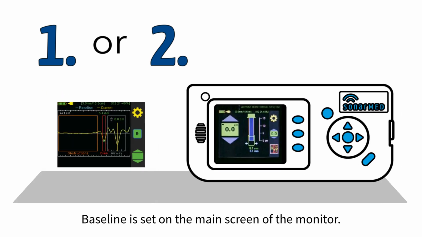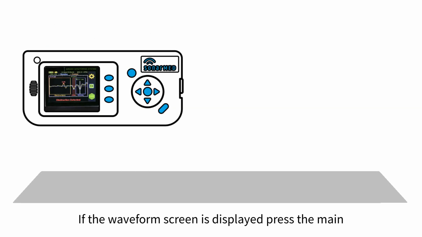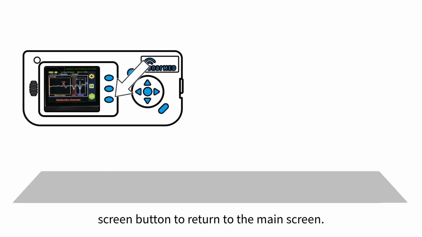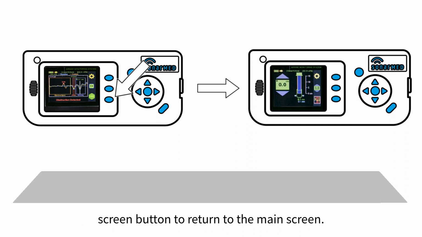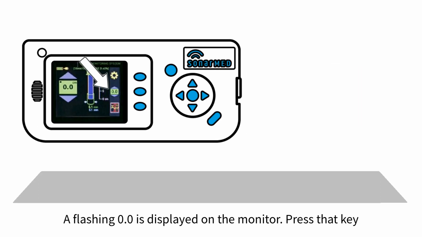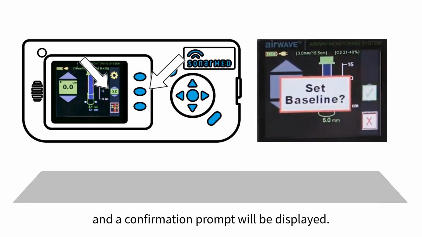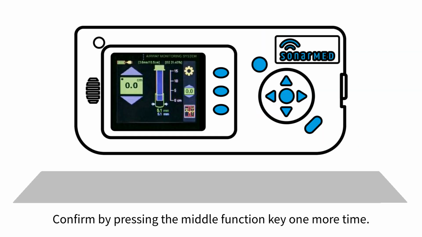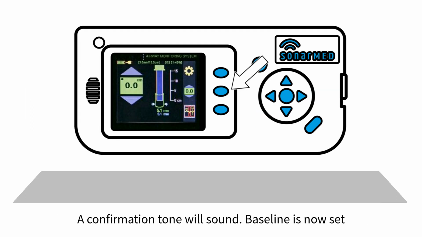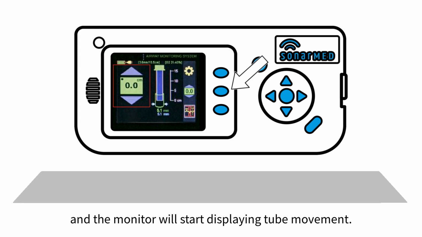Baseline is set on the main screen of the monitor. If the waveform screen is displayed, press the main screen button to return to the main screen. A flashing 0.0 is displayed on the monitor. Press that key and a confirmation prompt will be displayed. Confirm by pressing the middle function key one more time. A confirmation tone will sound. Baseline is now set and the monitor will start displaying tube movement.